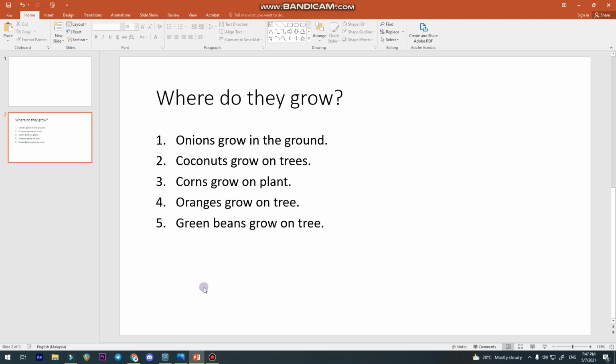Right, so when you finish, you can draw pictures of onion next to the sentences. Okay, you can draw coconuts, draw corns, draw oranges, and last green beans.